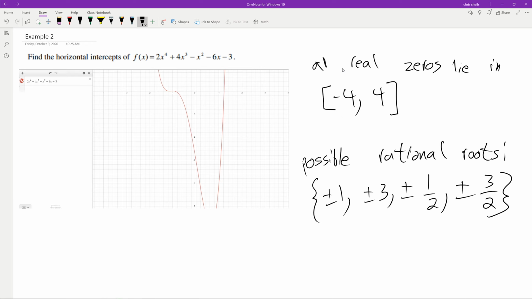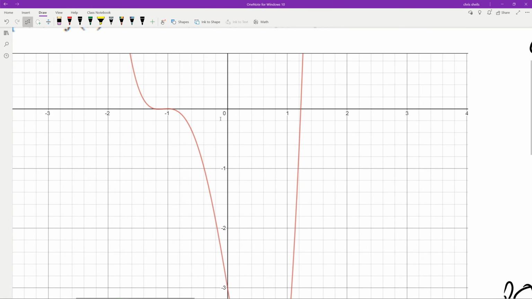It looks like there might be a root at x equals -1. I can zoom in a little bit so we can maybe see that a bit easier. It looks like at x equals -1 here that it might touch the x-axis, right? And maybe it bounces off or maybe it crosses through. It's kind of hard to see. This is intentional because if you use something like a TI-83, it's going to be difficult to see this thing unless you zoom in really, really closely.